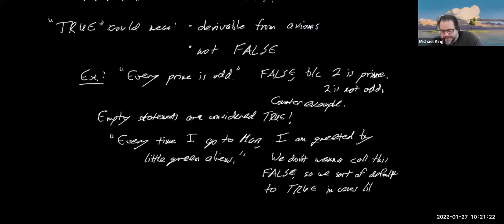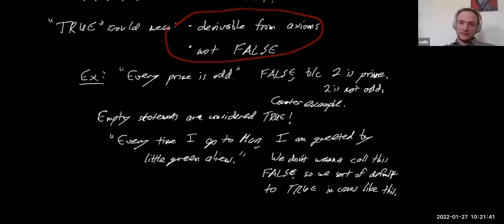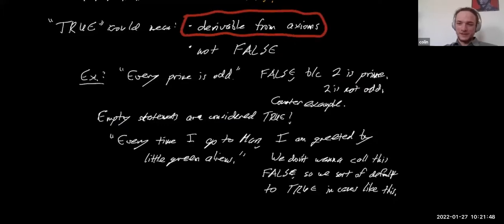It's not false until I go to Mars and I'm not greeted by little green aliens. Quick question: in order for something to be true, does it have to follow both of those definitions of true, or just one? Oh, you mean up here? Yeah. And if it has to follow both, then could you derive from axioms that every time you go to Mars, you're greeted with little green aliens?